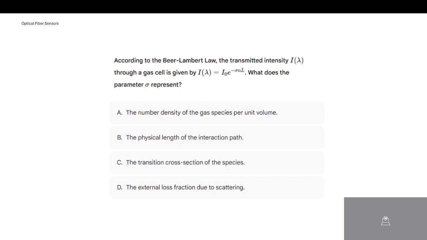First option, the number density of the gases per unit volume, that is n, that is not this sigma. The physical length of the interaction path, that is L, it's not. The transition cross section of the species, that's the correct answer. This is the transition cross section of the species. Then there is another, the external loss fraction due to the scattering. Now this is not the external loss fraction.